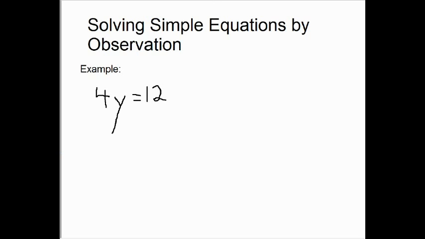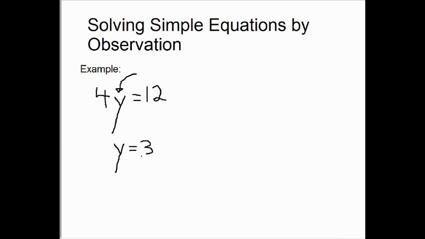So in this example, we have 4 times y is 12, or 4 times some number that we don't know yet is 12. We need to try to figure out what that number is. We know we're multiplying that number times 4 to get 12, so to figure out what that number is, we have to divide 12 divided by 4, and 12 divided by 4 would be 3.